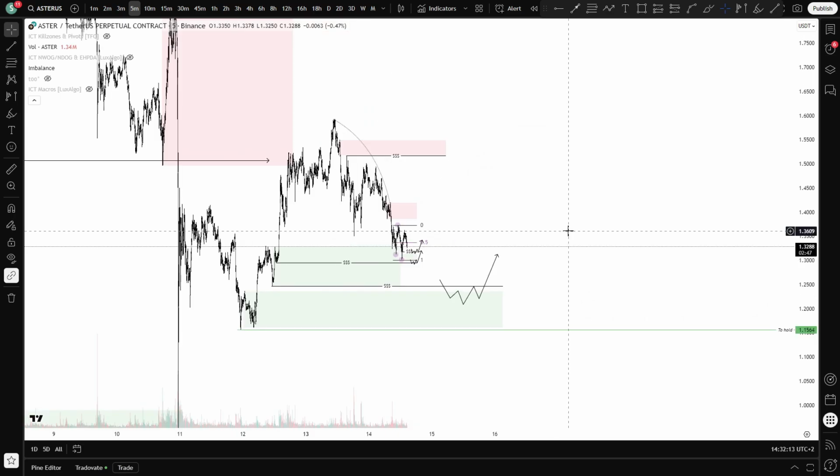We're not going to make it any more difficult than it is, so then this will be the analysis on Aster.